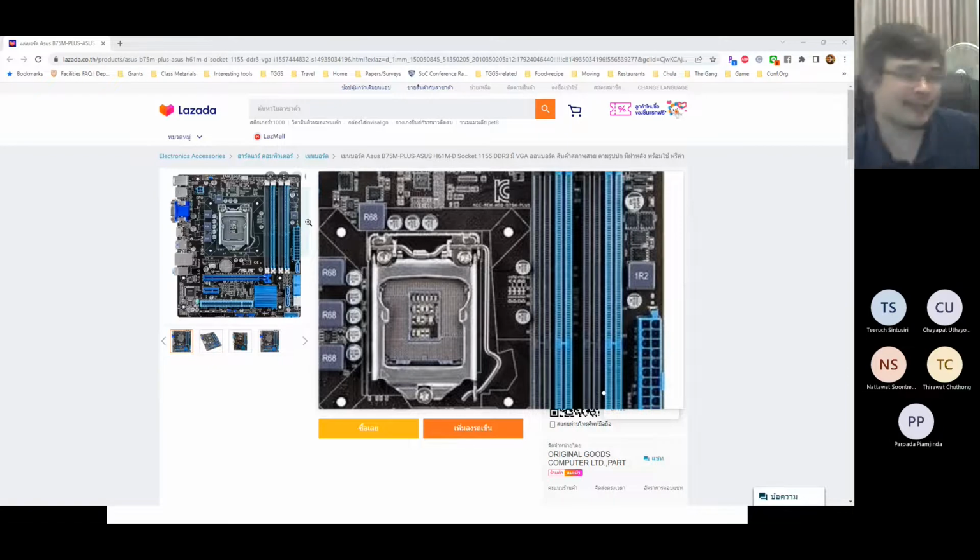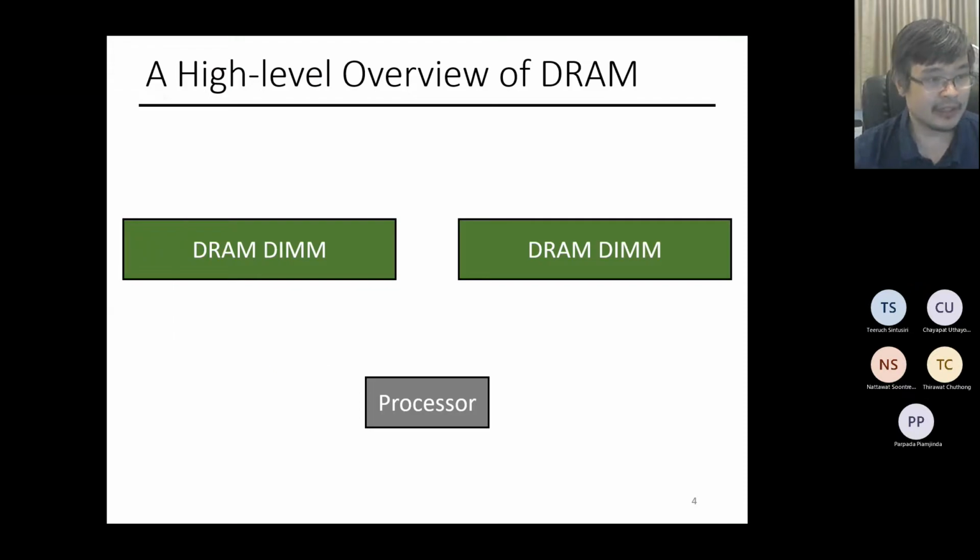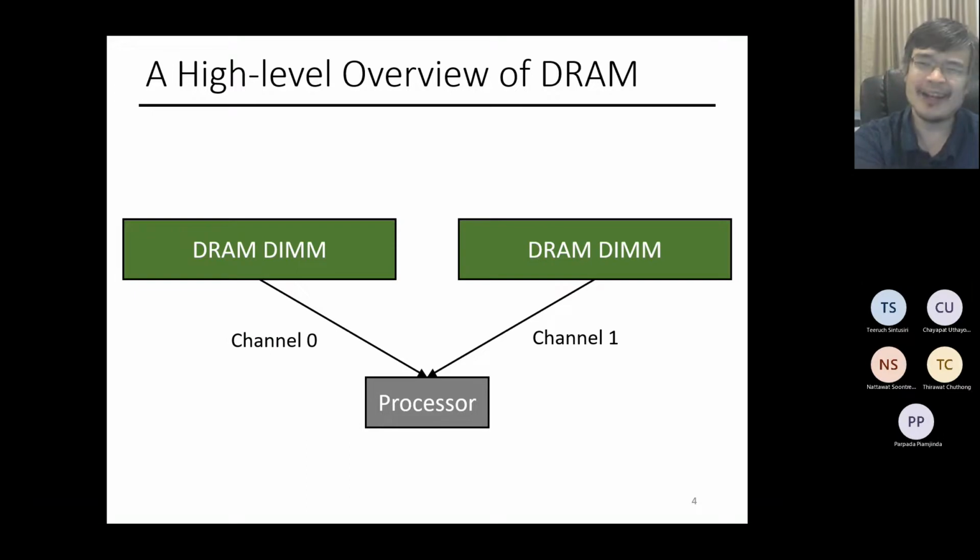The reason why there are 2 different colors is many modern mainboards come with multiple DRAM channels. So let me go back to my slide so that I can go through them, right? So let's say you buy 2 DIMMs. Recall from the image I showed earlier, there's a black and blue color, right? Let's say the black color is channel 0, the blue color is channel 1. So you plug them into the black and blue color.